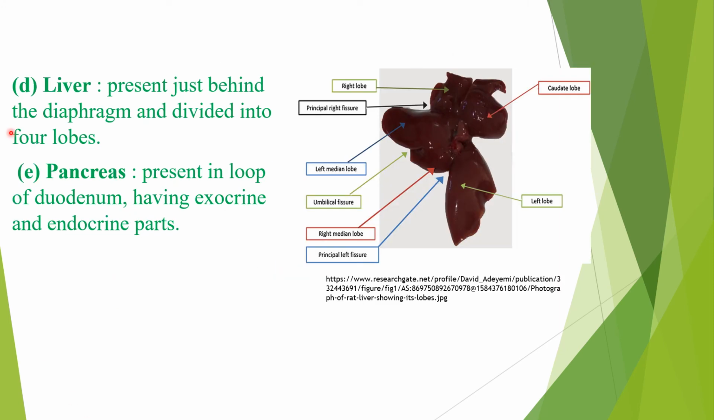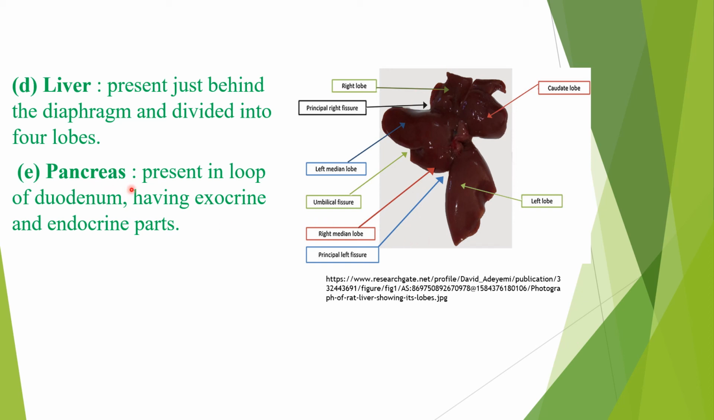Next gland is the liver gland. It is present just behind the diaphragm and divided into 4 lobes. You can see the diagram of liver here. So liver has 4 lobes: left lateral lobe, left central lobe, right central lobe, and caudate lobe. Different lobes you can see in this diagram.